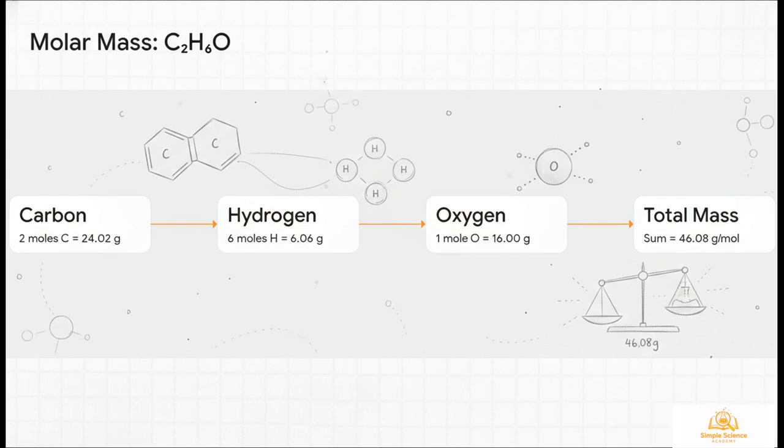It's just like following a recipe. The formula C2H6O is our list of ingredients. It tells us we need 2 moles of carbon, 6 moles of hydrogen, and 1 mole of oxygen. We just add up the mass of all those parts, and boom! 1 mole of ethanol weighs 46.08 grams.